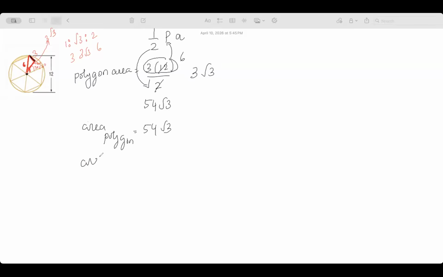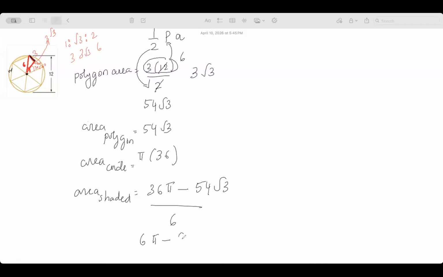Now, area of circle is what? So you're making me do this again. I'm feeling bad. Pi times 36. Now, what is the area of shaded region? It will be area of circle 36 pi minus the polygon, which is 54 root 3. But then that will give you all the segment areas, so you need to divide by 6. When you divide by 6, it becomes 6 pi minus 9 root 3.